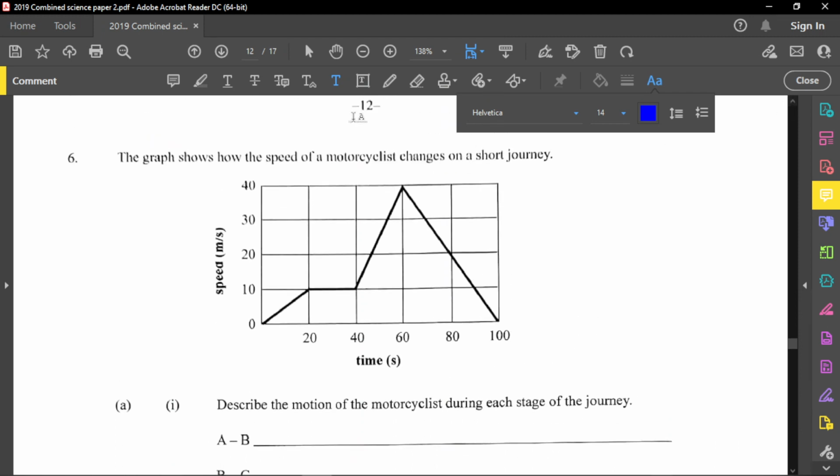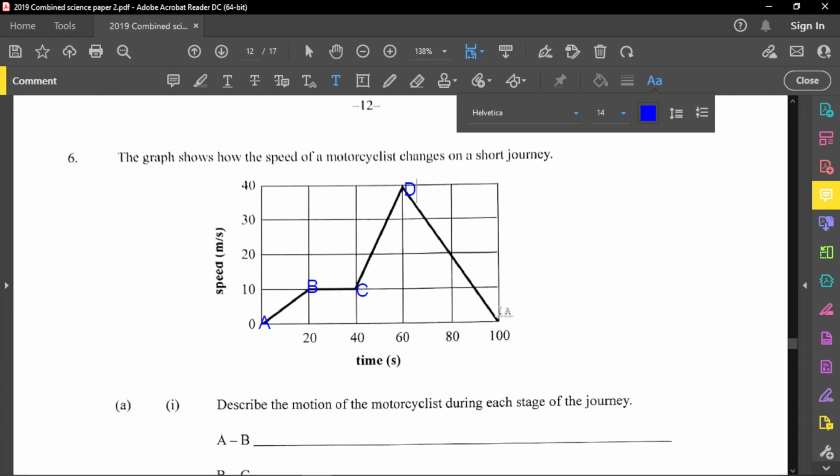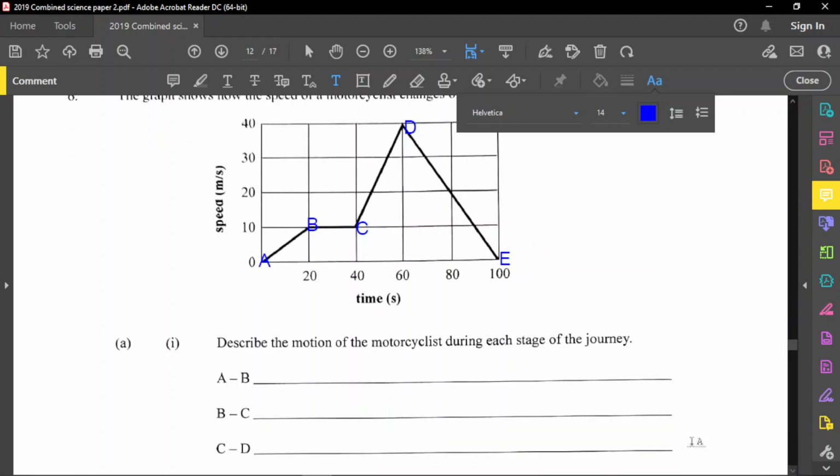But by means of logic, we know that A must be here. Let's call that A. So that must be a typo. This is B. We're going to put in our own, but I'm sure that's what they actually meant. It's just a typo. C here, then D, and then here will be E. So those will be the motions we're going to describe. Between A and B, there's an increase in speed, so that is acceleration.